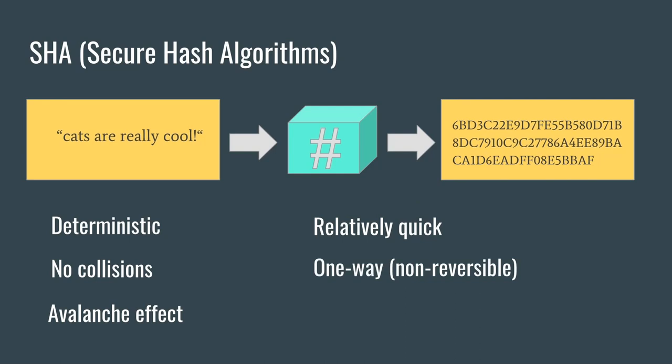It is not reversible. If you have access to this output value here, there should be no way to figure out what input value it came from, short of brute forcing all the possible combinations to figure out what the input value was. There's no secret key in order to decrypt this. It is strictly a one-way function.